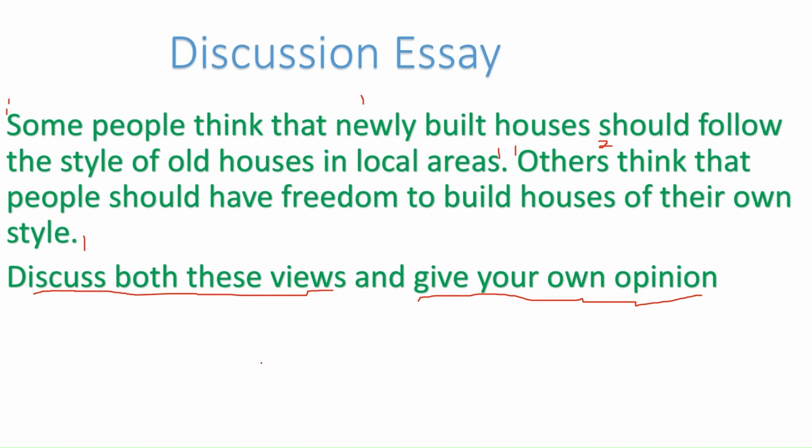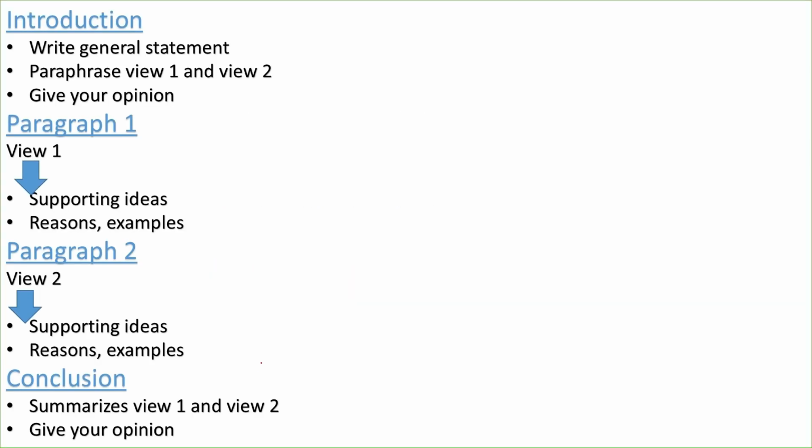So let's see what is the general structure of the essay and how to write it. The minimum word count for this IELTS essay is 250. We will write this essay in 4 paragraphs. It's an introduction, paragraph 1 and paragraph 2, which are called body paragraphs, and a conclusion.